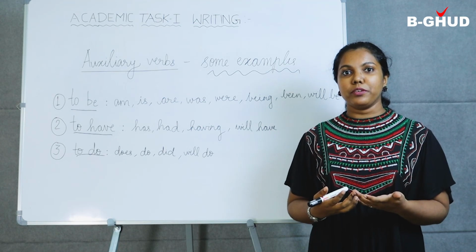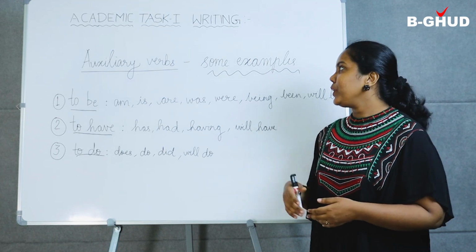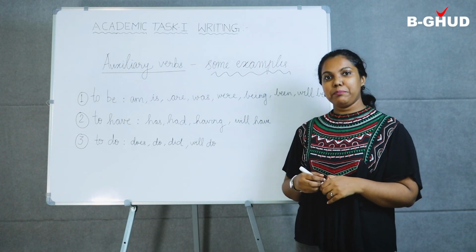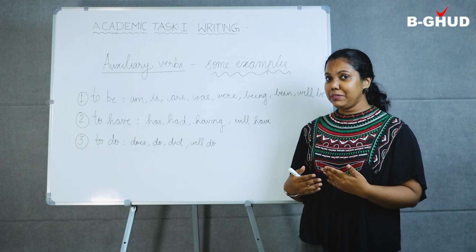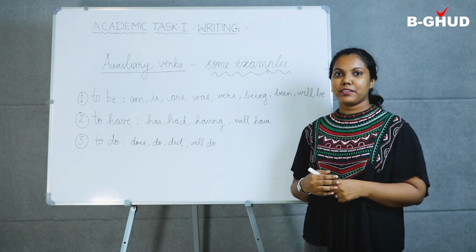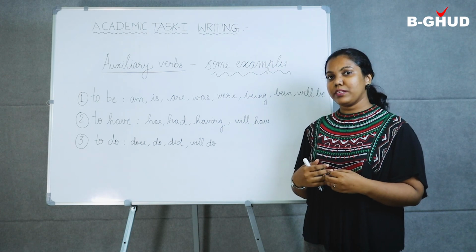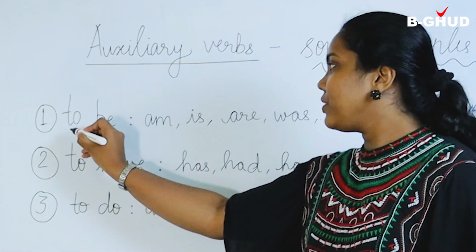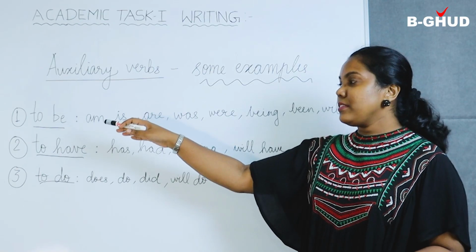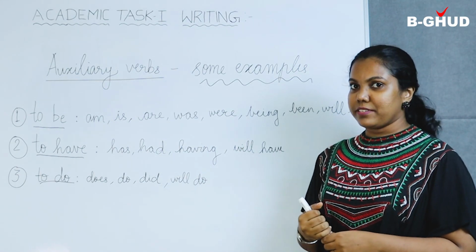So before we move on to how to correct that sentence, here we look at what are auxiliary verbs. Auxiliary verbs, also known as helping verbs, add a little bit of meaning to the sentence that we write. Here are some examples. There are 3 main auxiliary verbs: to be, to have, and to do. These will come in different forms in sentences.